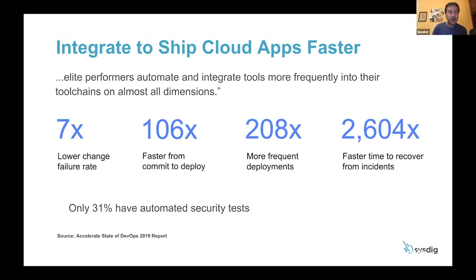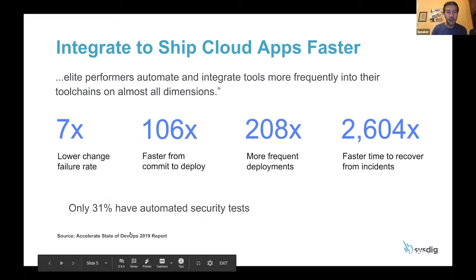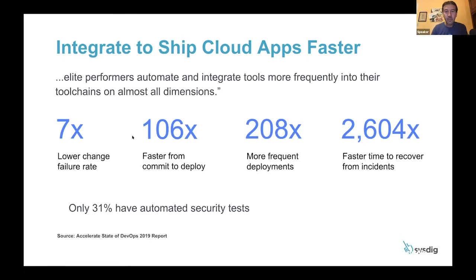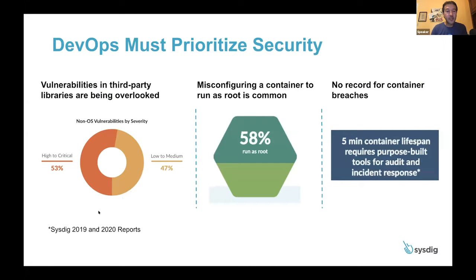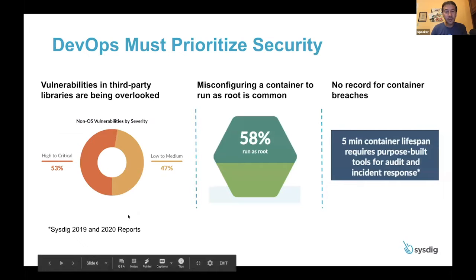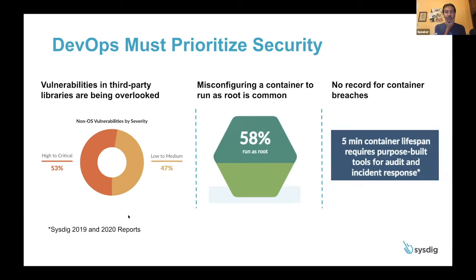For example, this one is from a report, the 2019 Accelerated State of DevOps, which says even the teams that are super productive, so-called elite teams that have really embraced modern Kubernetes and microservices, tend to lag a little bit in terms of automatic security on their infrastructures. This data is coming from Sysdig 2019 and 2020 reports that show that there's still a substantial number of limitations in the security of the applications that we deploy.